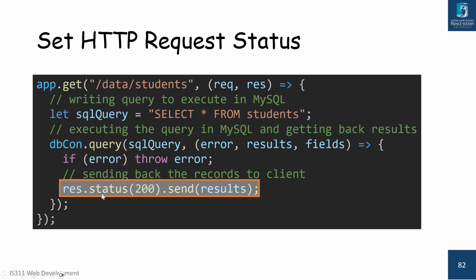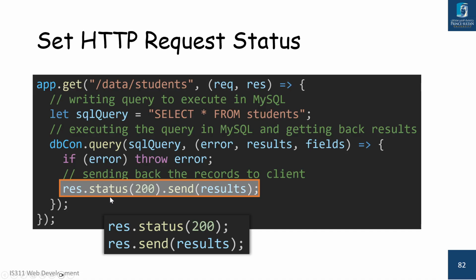So here is a way. Either we can write response dot status, so we are specifying the status of that response which is going back to the client. We can write it in one line like this: dot status 200 dot send results. We are sending back all the results, and we have successfully read the data. Or we can write this as two lines rather than in one line. So response dot status, where we are specifying the status.